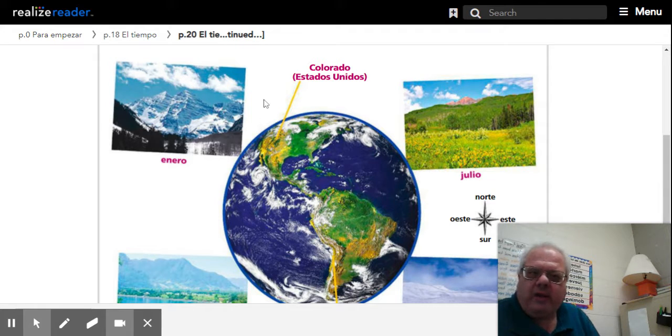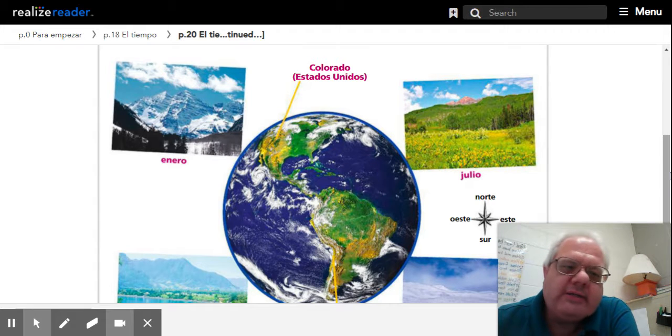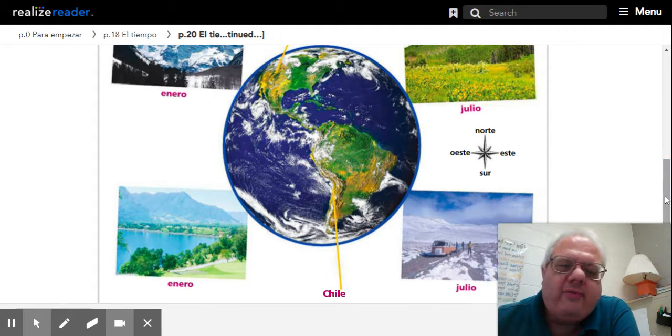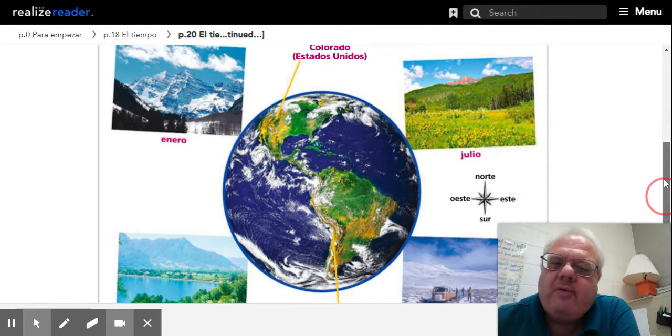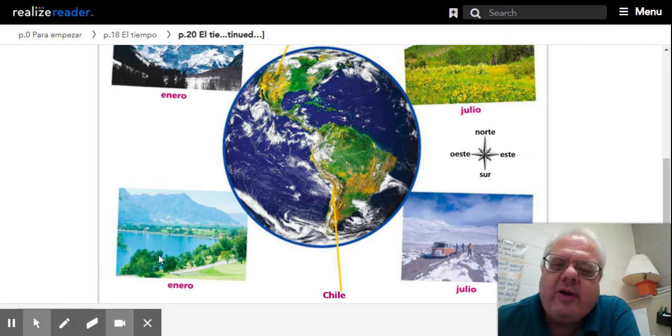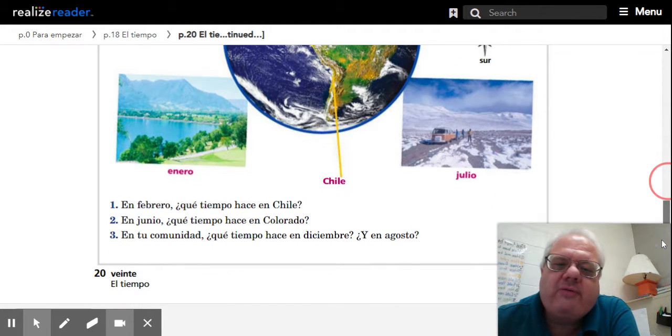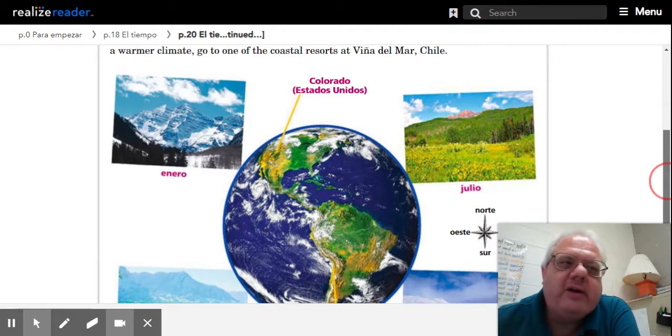If you look, in Colorado in January, they have snow and ice. It's winter time, which means in July, they have hot, pretty days and sunshine. In the southern hemisphere, the seasons will be reversed. For example, in July in the southern hemisphere, you have snow and ice, the opposite of the northern hemisphere. And in January, you're going to have hot, sunny days. The seasons are reversed between the hemispheres.